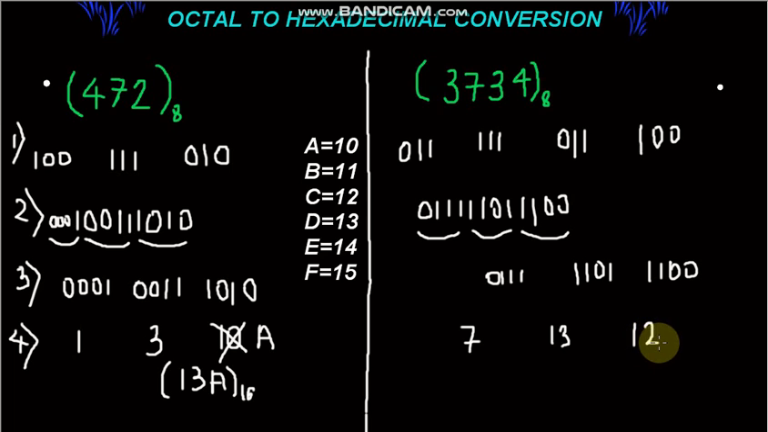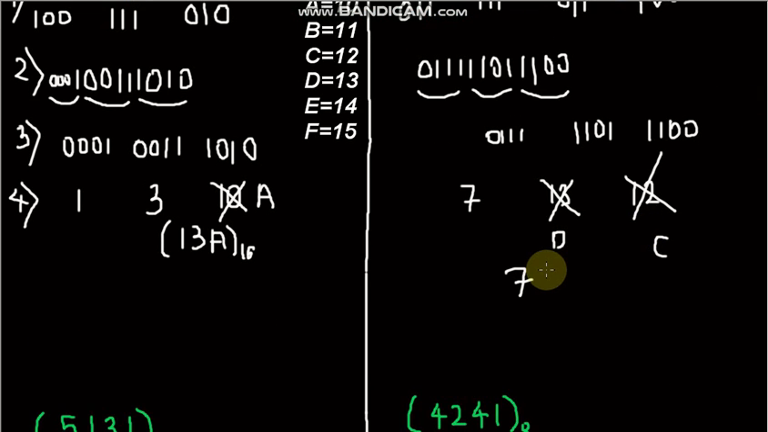As we can see here, it is a hexadecimal number and hence we cannot write the number as 13 and 12. So seeing the reference, 12 is represented by C and 13 is represented by D. So in this place it will be D, and in this place it will be C, and so our final number will be 7DC in hexadecimal form. It was very simple.